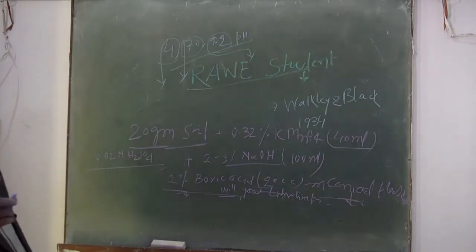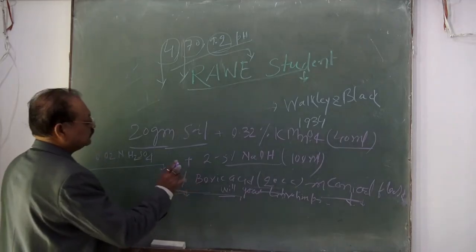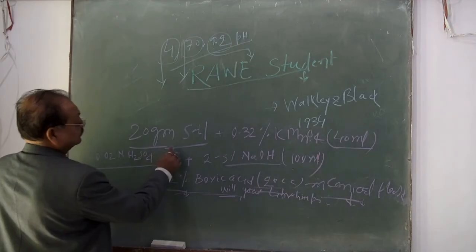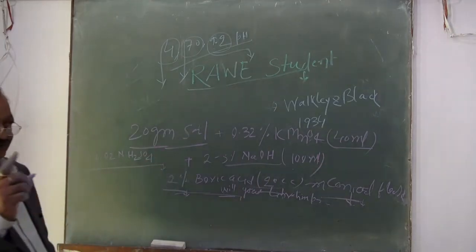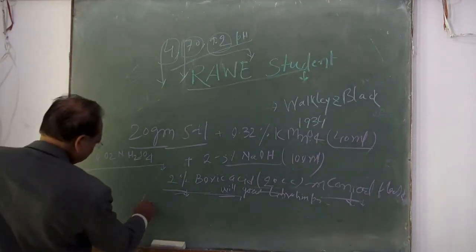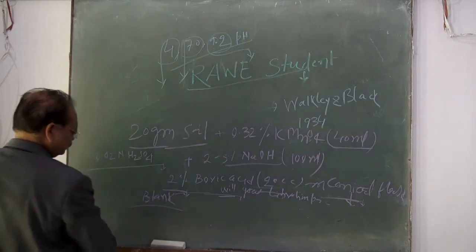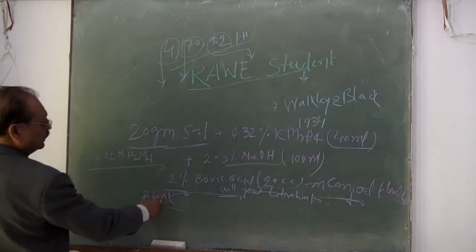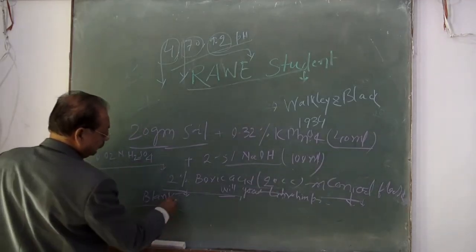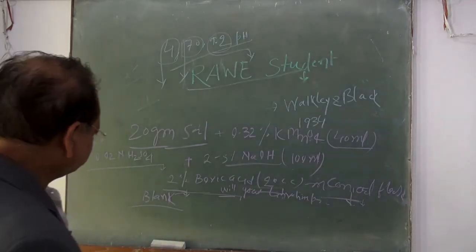In the same manner, you have to also prepare a sample without soil. Here soil is there, but in another sample the soil will not be there. That will be called the blank. So you have to prepare this blank also. Without soil, you add all the same things, and you have to titrate this blank also with the help of 0.02 N sulfuric acid.